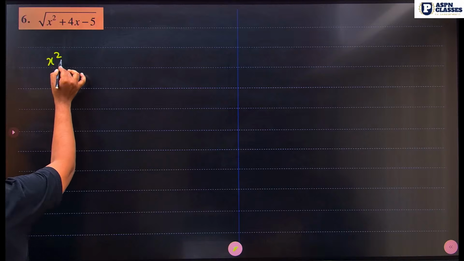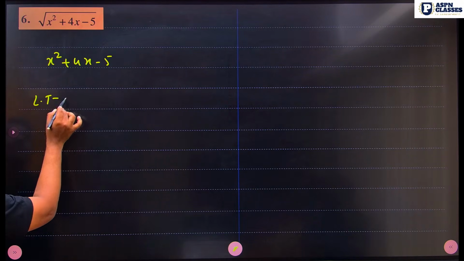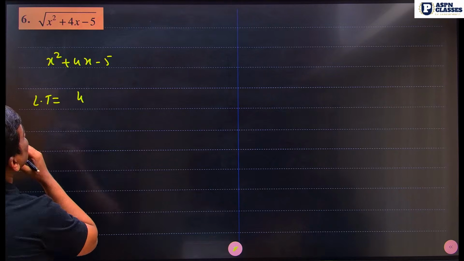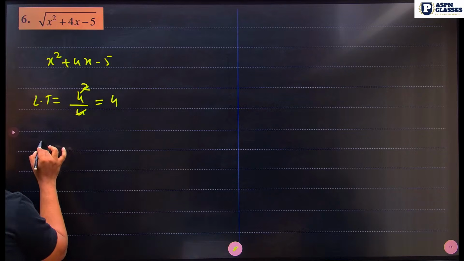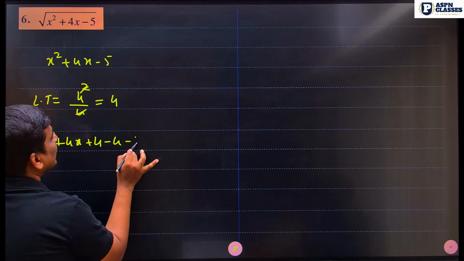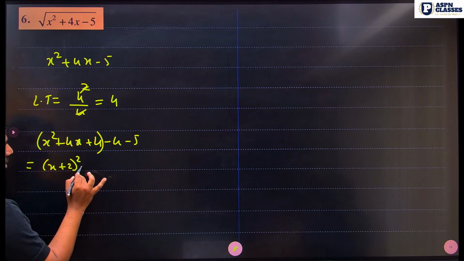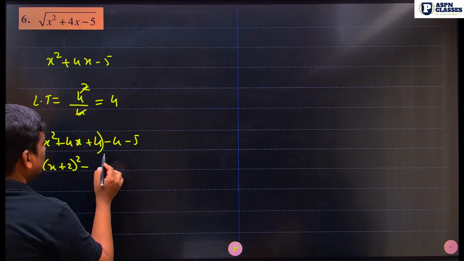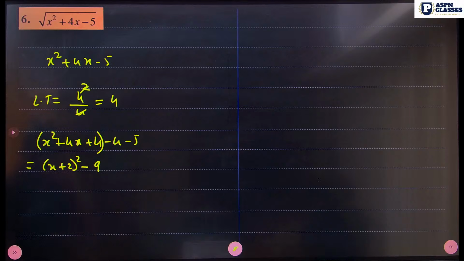Okay, what is your x square plus 4x minus 5? Applying the last term formula, 4 square, so all the results are 4 only. 4 square divided by 4, 4 cancels, 4 only. x square plus 4x plus 4 minus 4 minus 5. Applying these three results, (x plus 2) whole square minus 4 minus 5, that is nothing but minus 9. Is that correct? Yes.